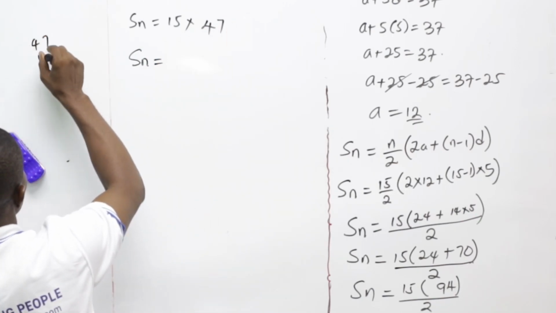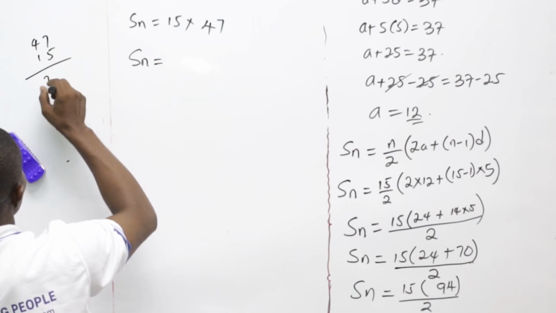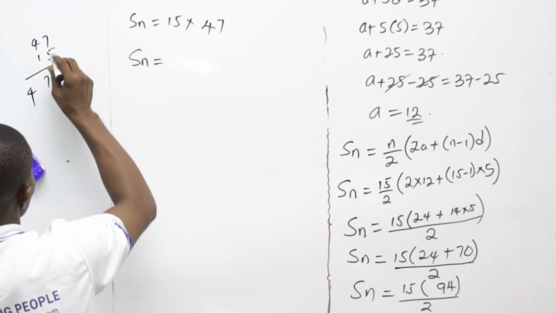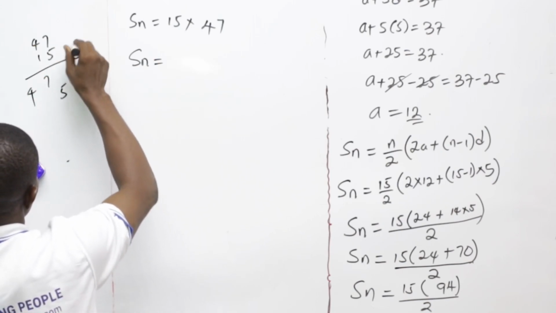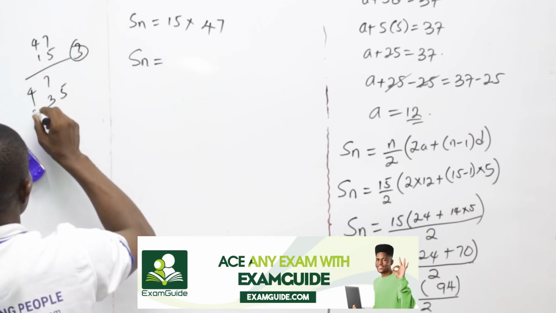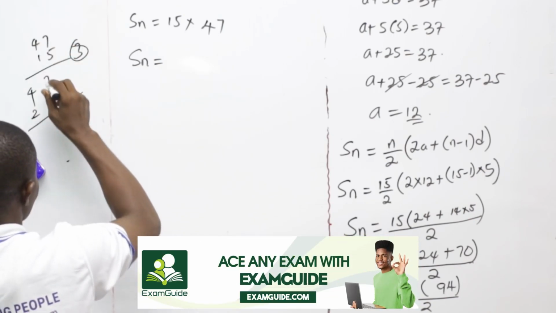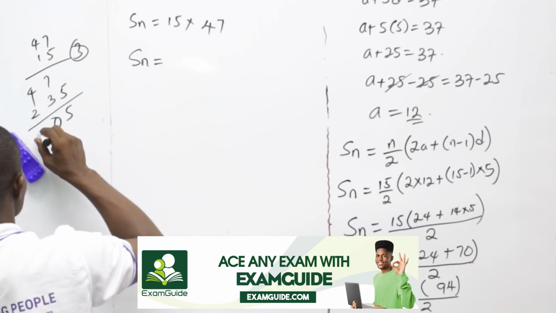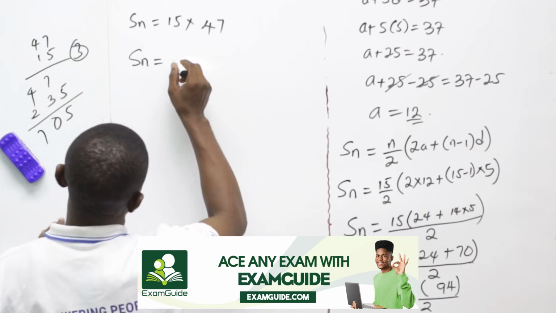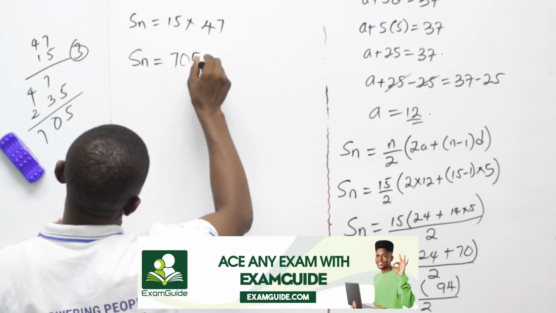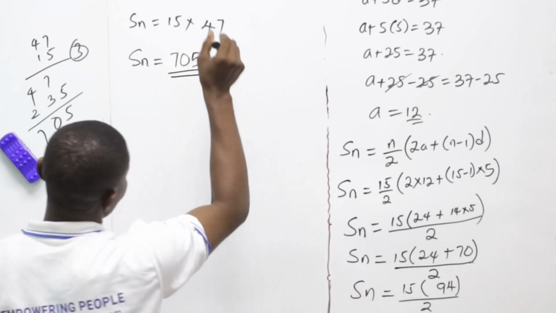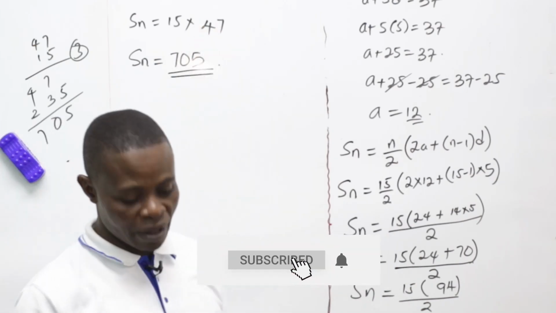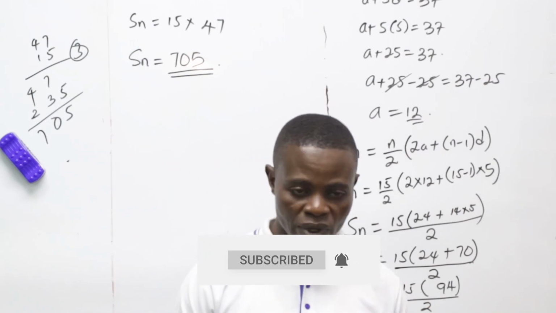This is 47 times 15. 7 times 5 is 35, carry 3. Then 4 times 5 is 20, plus 3 is 23. Then 7 times 1 is 7, and 4 times 1 is 4, plus 1... The sum equals 705. QED. That is the final solution to this question.